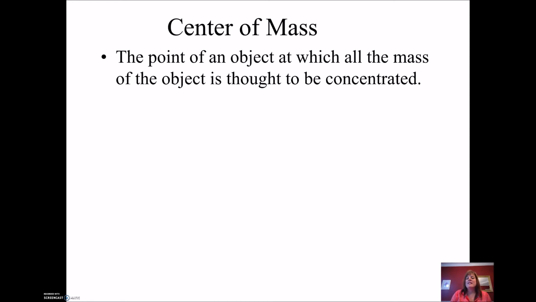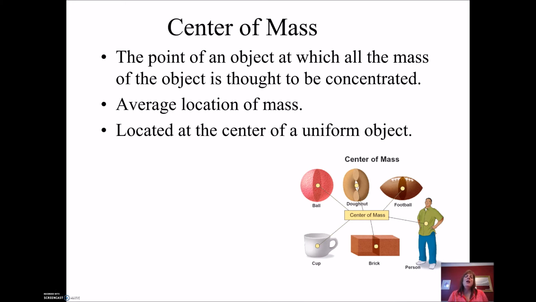We use this for extended objects. We say it's the average location of the mass. And in fact, you'll see when we go to calculate it, it is just a weighted average of the masses of an object. Now, if I have a uniform object, something where the mass is spread out and not concentrated in any one location, then that center of mass is at the center of my uniform object.